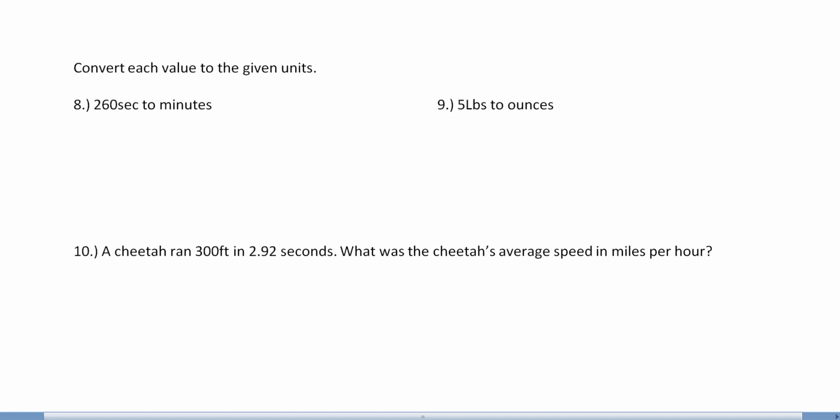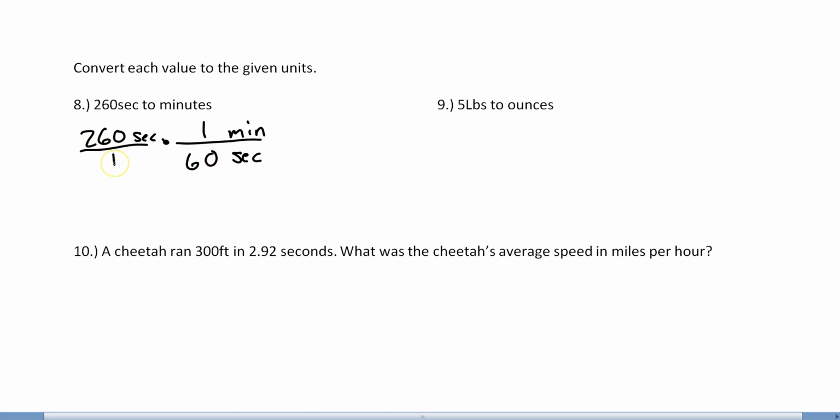This one, we want to convert each to the given units. And so we always start with what's given. So I start with the 260 seconds. And then I just always multiply this by a fraction. I have to put seconds in the denominator because I need to cancel out. I want to change this to minutes. And I know that there are 60 seconds in 1 minute. Okay, and that's the setup for this.